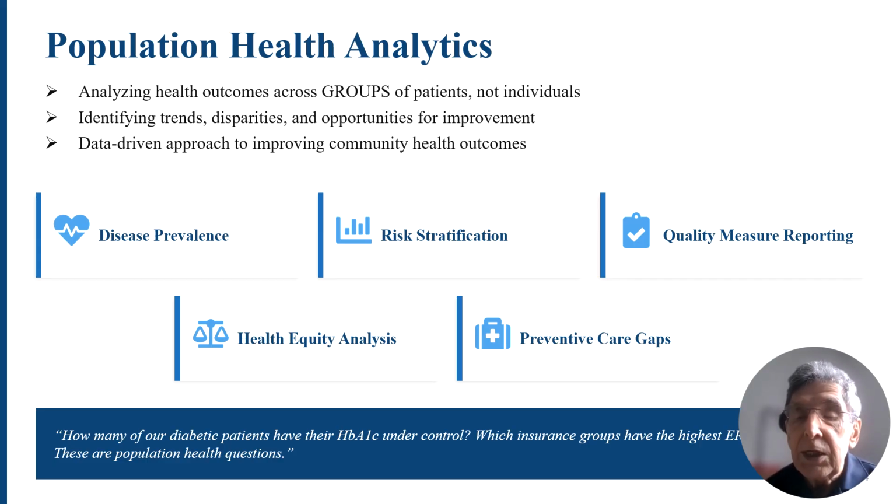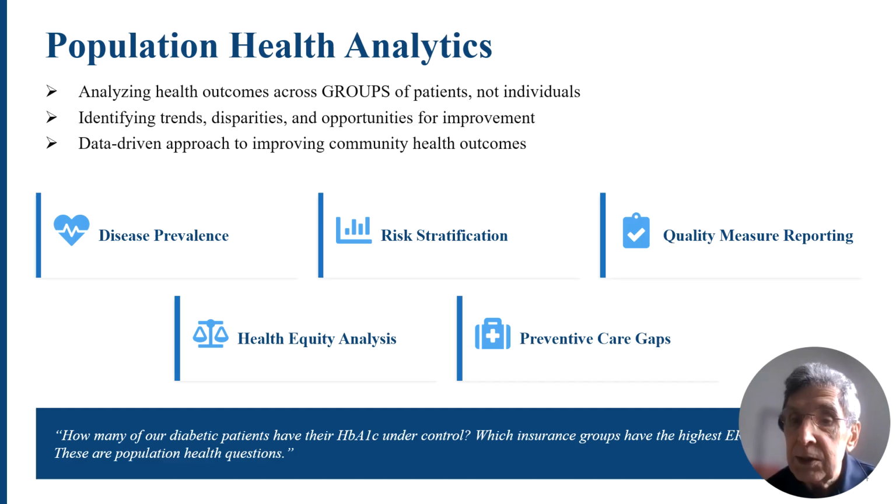Population health analytics is the practice of analyzing health outcomes across groups of patients rather than just individuals. The goal is to identify trends and disparities and opportunities for improvement at the population level, and then use that information to drive better outcomes for entire communities. And there are 5 key activities within population health. You can see them on the slide.